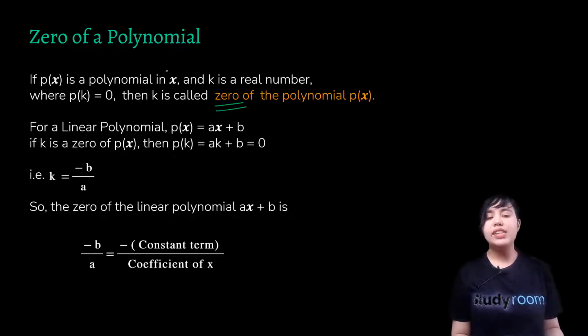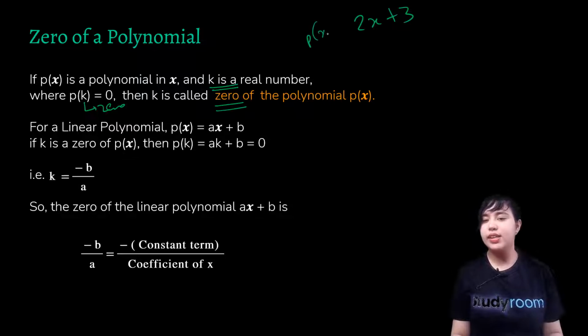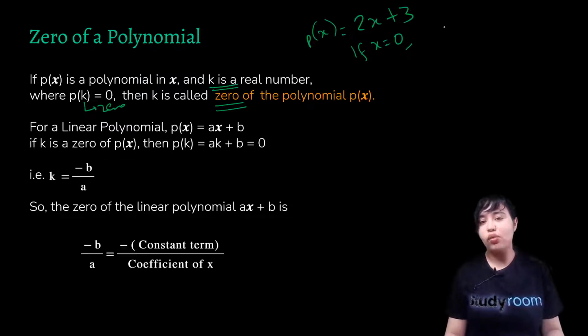Alright, so if p of x is a polynomial in x and k is a real number, then p of k equal to 0 is the condition. If you get that condition, it means k is a 0 of the polynomial. Okay, so if I give you say 2x plus 3 as p of x, tell me if x equal to 0 is a 0 of the polynomial or not. Then do the same thing for x equal to 1.